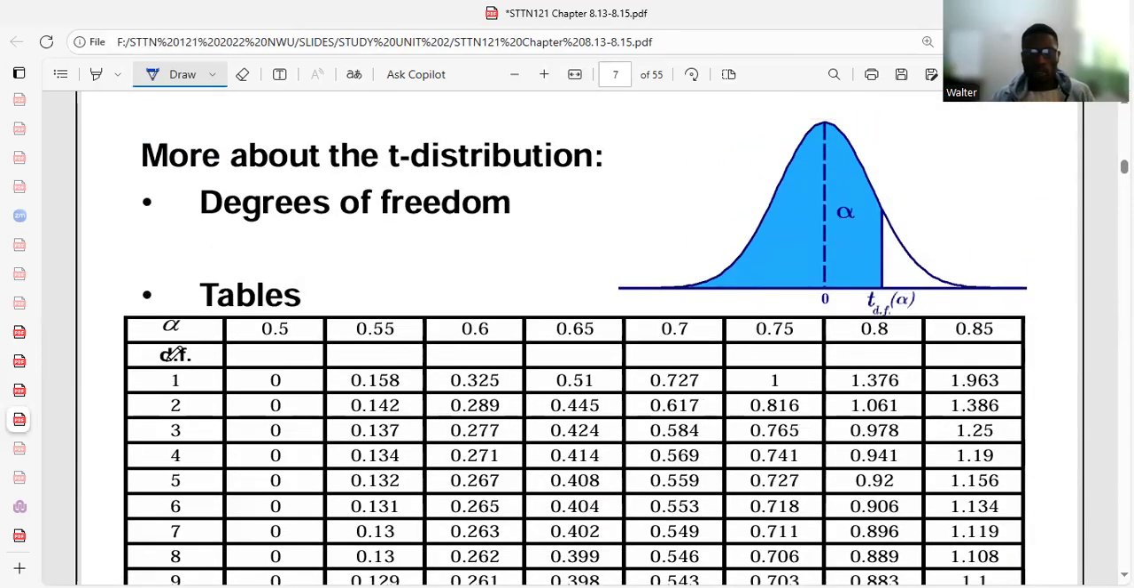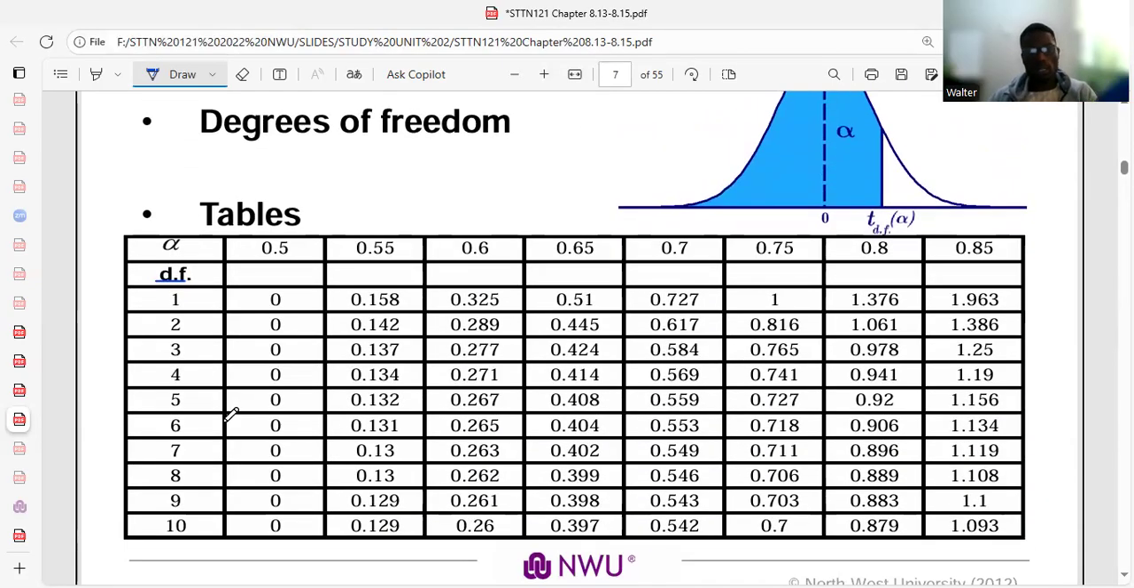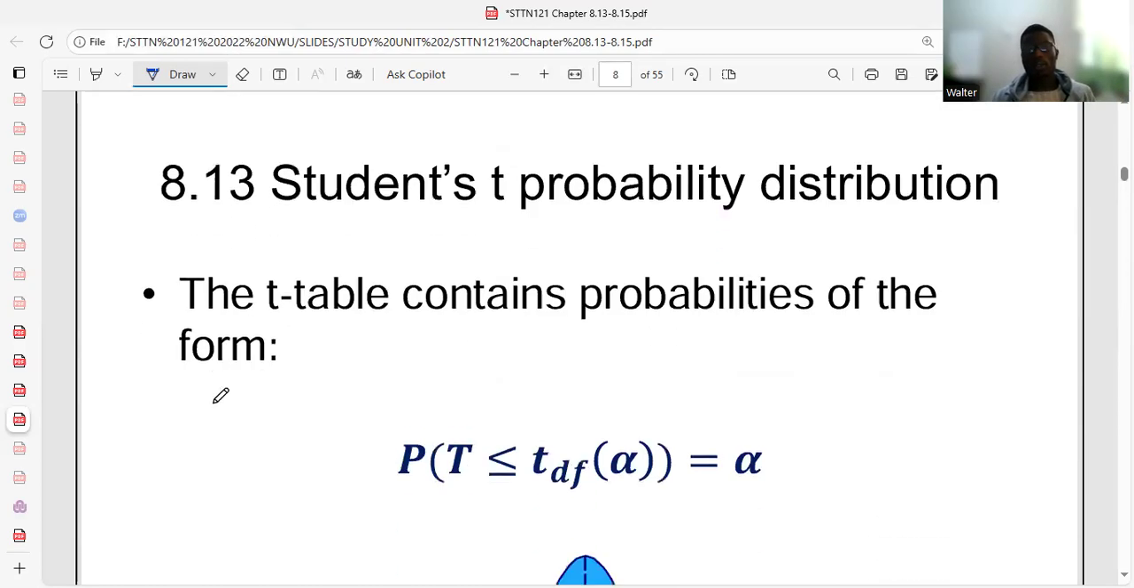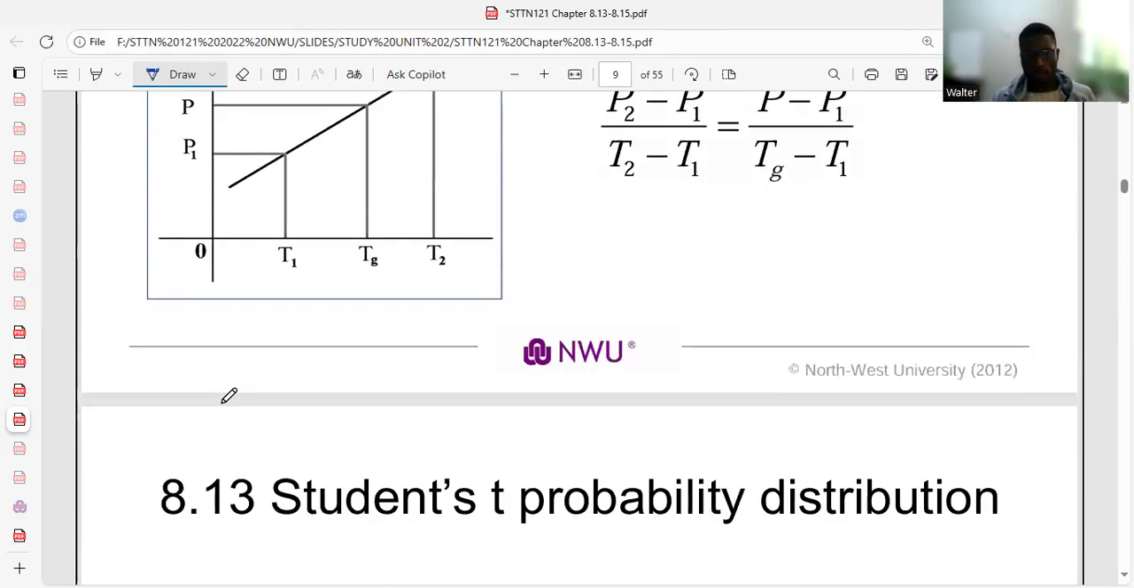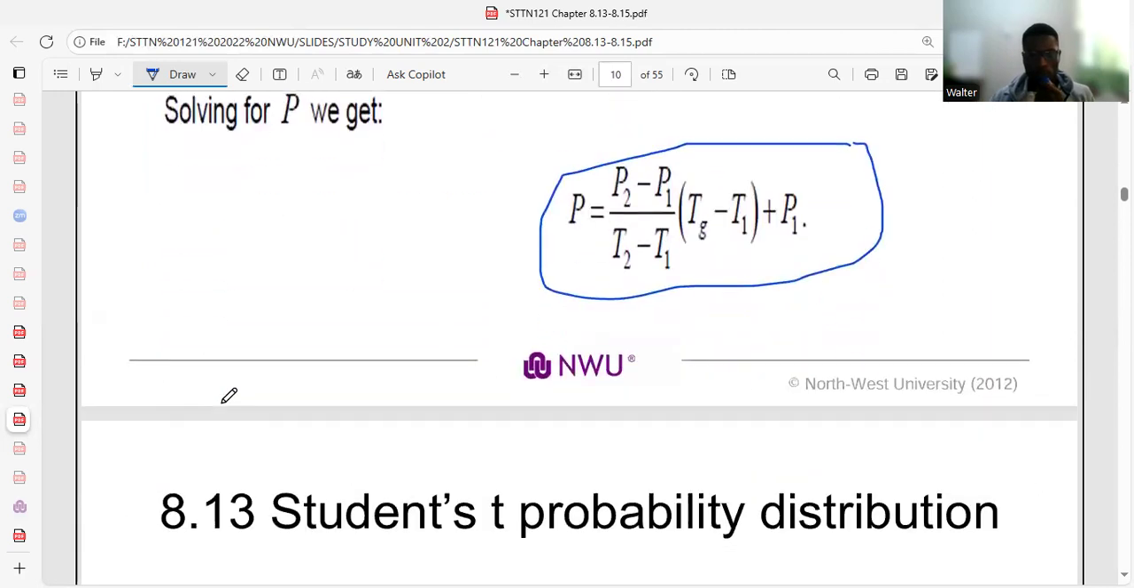The degrees of freedom: let's say n is equal to 12, you're going to say 12 minus 1, which will be 11, and you're going to check it there. Obviously, this table is not the one, there's this other one, you're going to check it there. Okay, but let's check here on this one. I want to show you guys something.